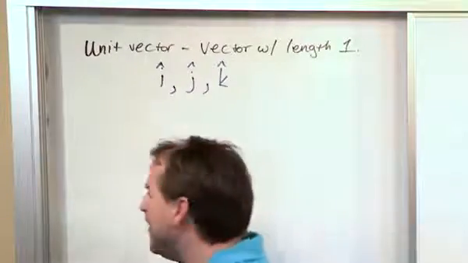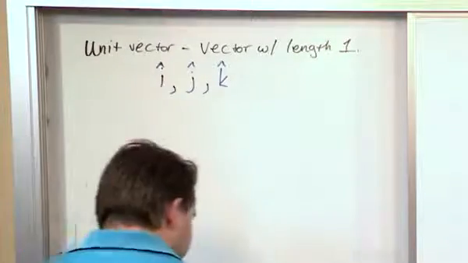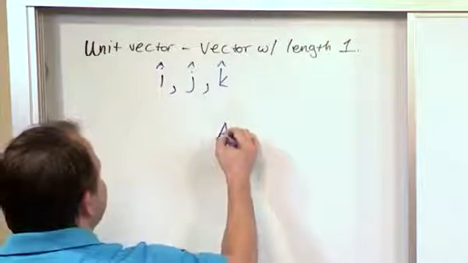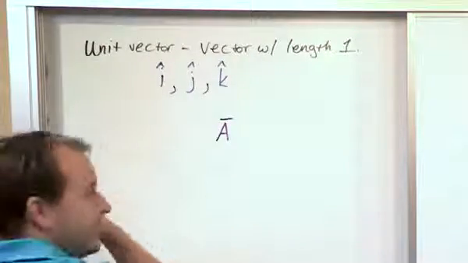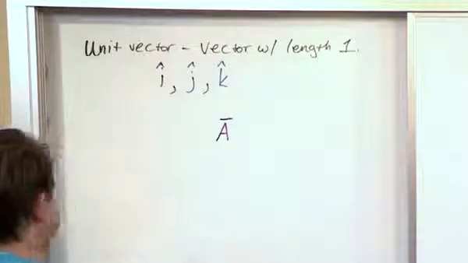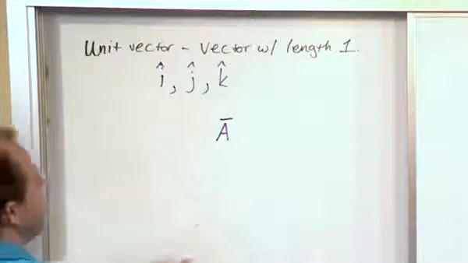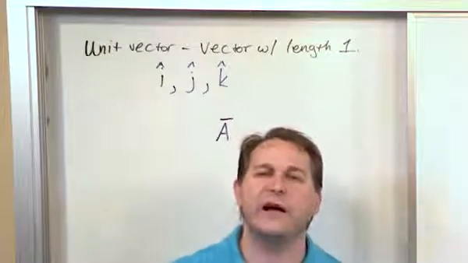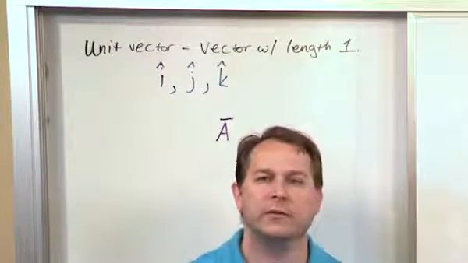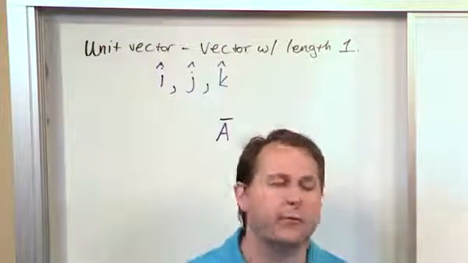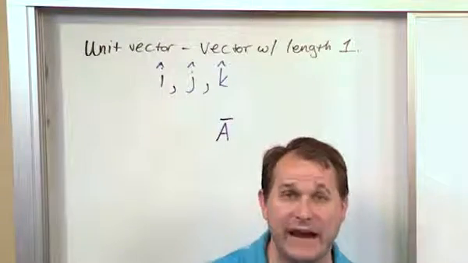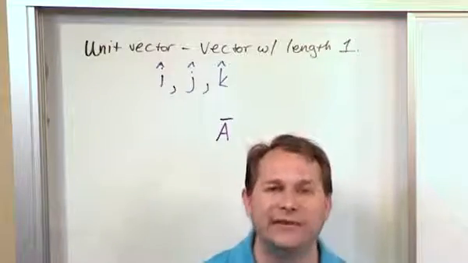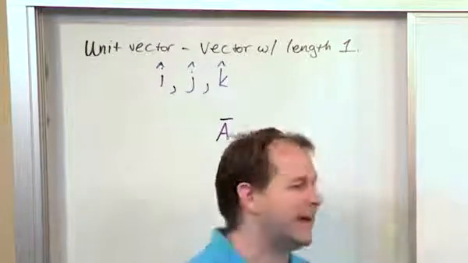So if I have, let me switch over to purple here, a vector A, and we know that vector A may point in space any which direction that we want. And from the vector A, let's say we wish to calculate a vector that will point in the same direction as A, but only have a length of 1. That would be called a unit vector in the A direction. And we want to calculate that. How do we do that?